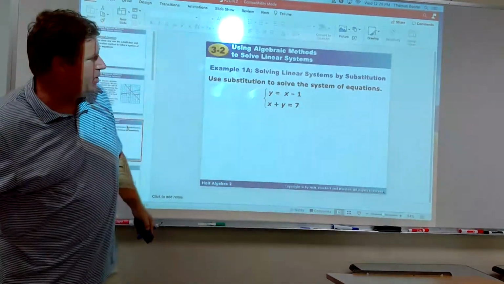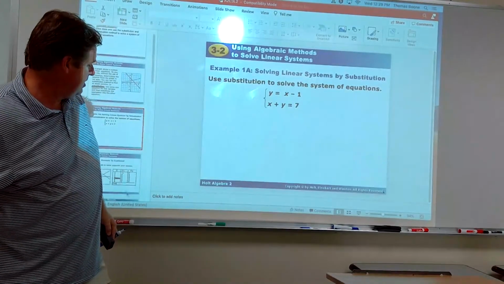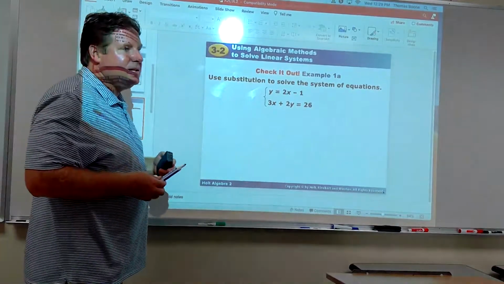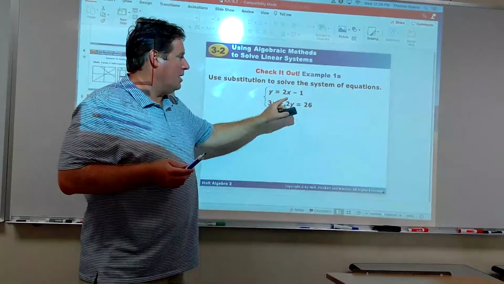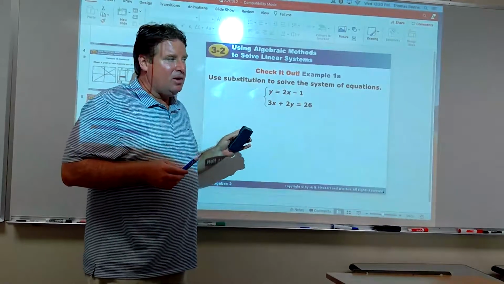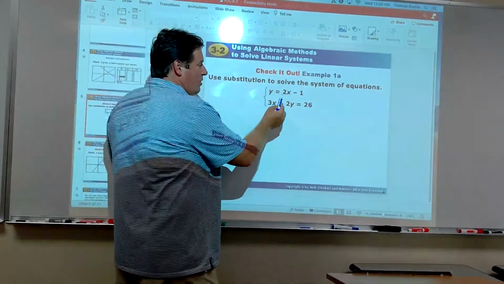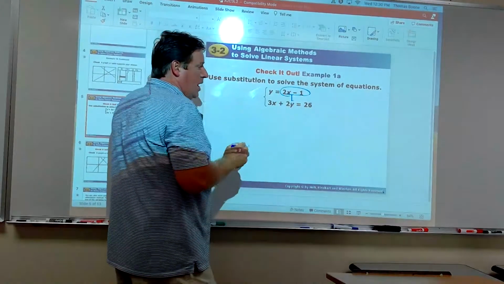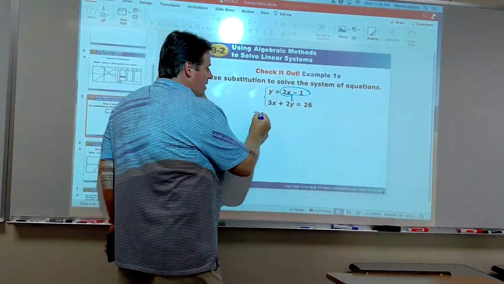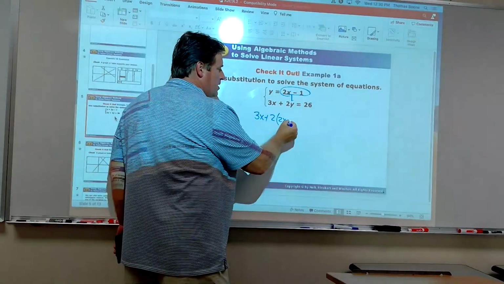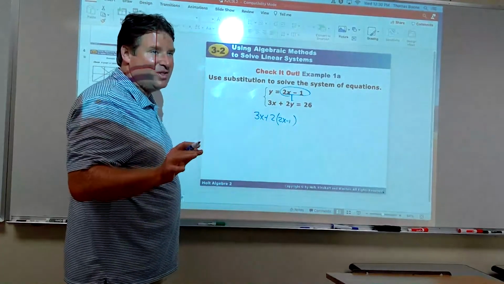Let's try another one of those. Once again, it doesn't always have to be solved for y. You could solve it for x and go that route. It doesn't matter. But since this one's already solved for y, we're going to take this 2x minus 1 and substitute in for y. And a little tougher this time. We have 3x plus 2, now in place of y, we're going to put 2x minus 1. Good idea to put that in parentheses, by the way.